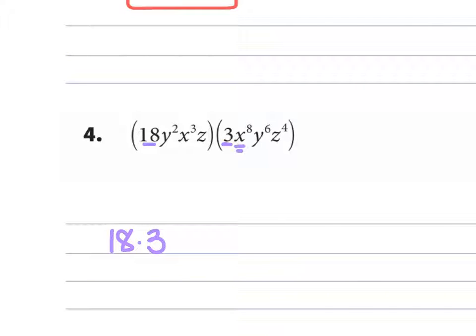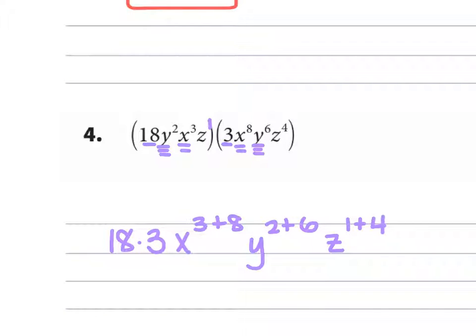We have an x to the 8th power. We have an x to the 3rd power. So we're going to add those powers. So 3 plus 8. Then the y we have to the 2nd power and we have to the 6th power. So we'll add those. And then z we have to the 1st power and to the 4th power.